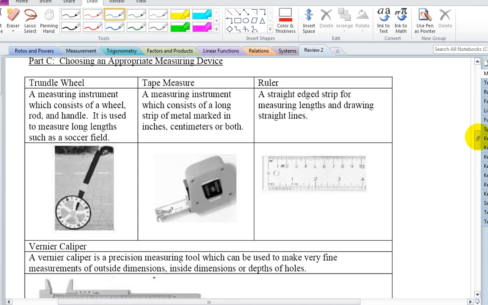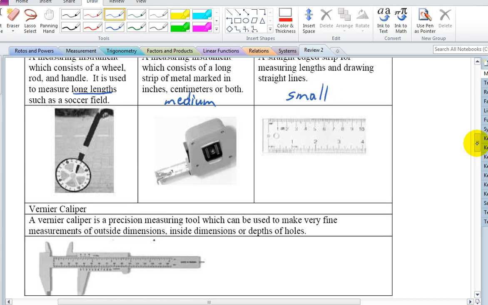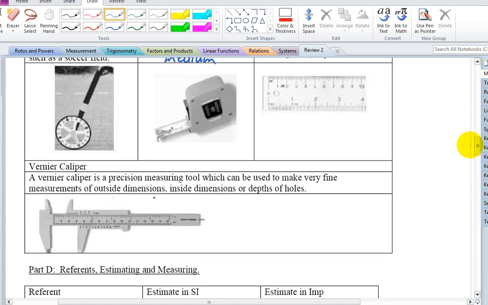So this one right here, trundle wheel, that's for measuring long lengths like a soccer field. Or a tape measure, that's for measuring medium lengths. Or a ruler, that's for measuring small lengths. Okay. We also looked at vernier calipers. They measure outside dimensions, inside dimensions, and depths. Okay, usually things like diameters. They're great for diameters. Inside diameter, outside diameter. And then the depth. So this one here is the outside.